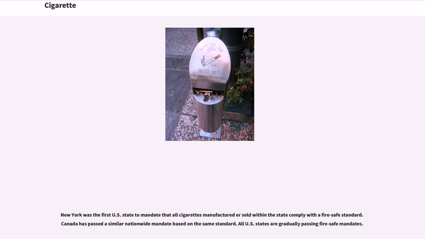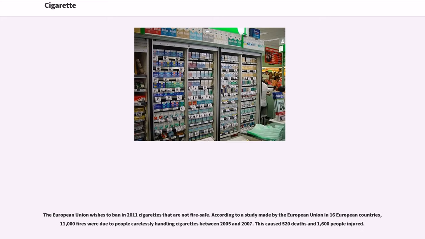New York was the first U.S. state to mandate that all cigarettes manufactured or sold within the state comply with a fire-safe standard. Canada has passed a similar nationwide mandate based on the same standard. All U.S. states are gradually passing fire-safe mandates. The European Union wishes to ban, in 2011, cigarettes that are not fire-safe.